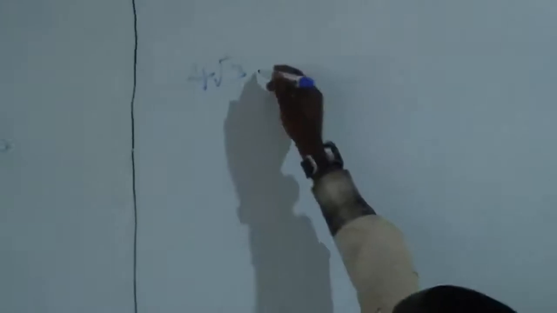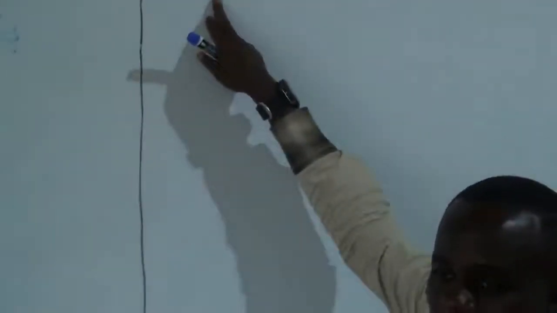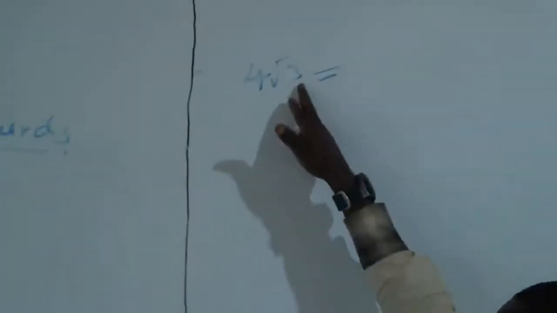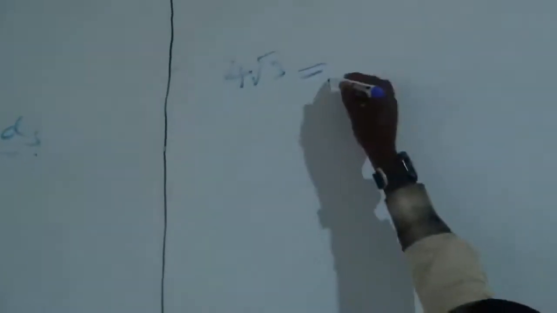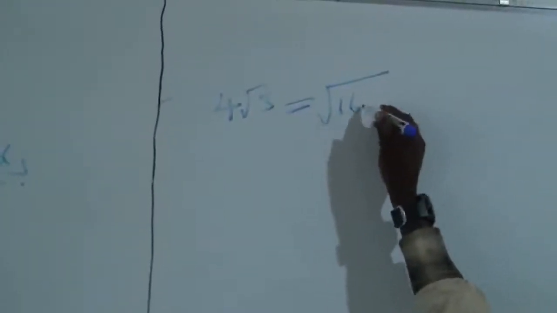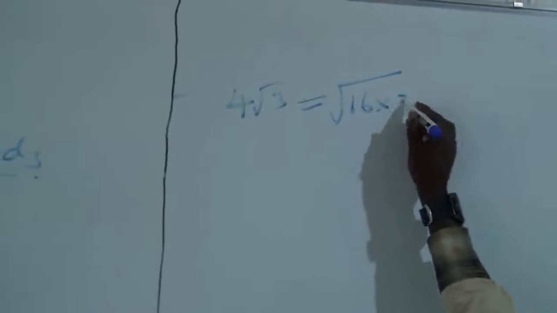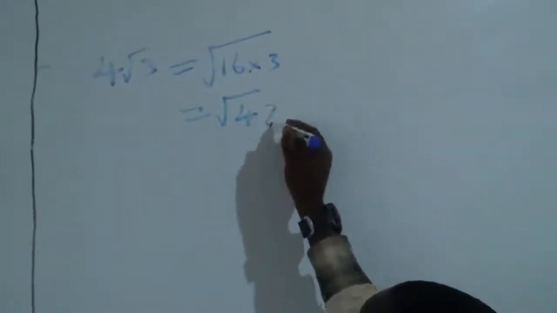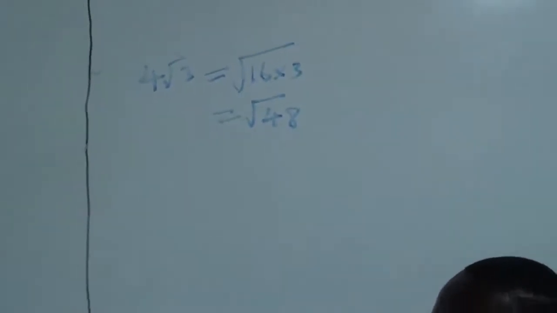Of course, if you look at this, you begin to wonder, how do I do this? What you do now is that you square the number outside, that is the number that is not under the root, and then you multiply it by the one inside the root. When you square 4, you get 16, and you multiply it by this 3, and then 16 times 3 will give you 48. That is the reverse.